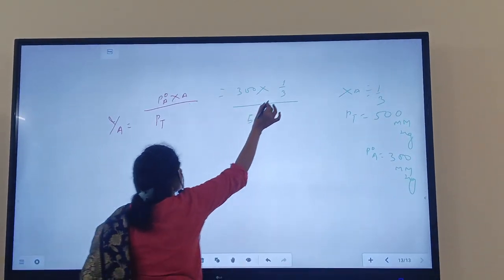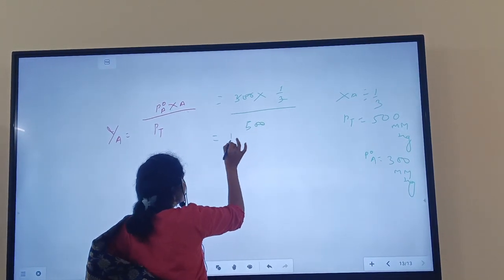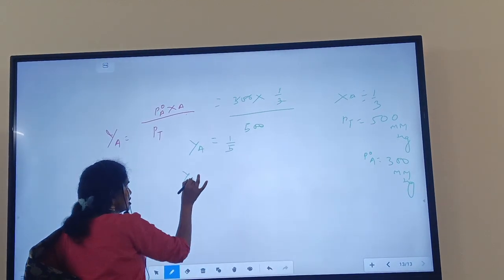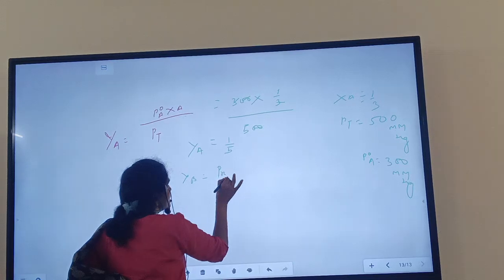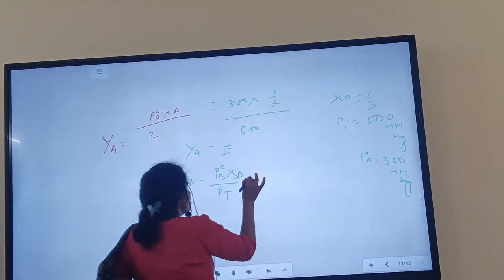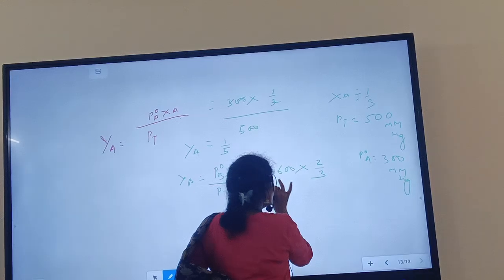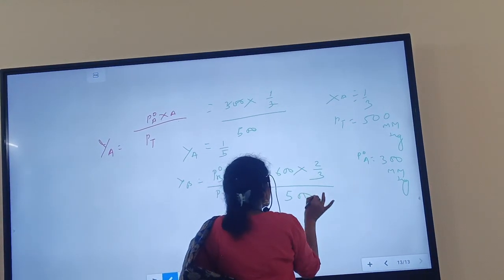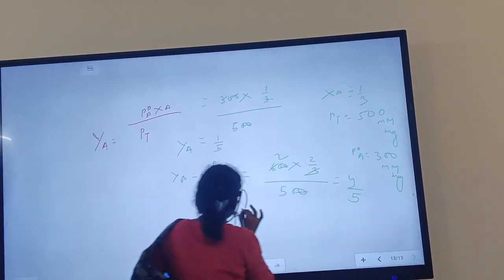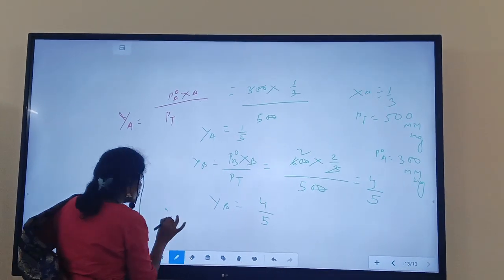Okay, what is the value? 100 upon 500 means 0.2. Means Ya is equal to 0.2. Second one, Yb is equal to P naught B into Xb upon Pt. Okay, P naught B is 600 into Xb, Xb is 2 by 3, upon Pt is 500. Okay, and the answer is 0.8. Means Yb is equal to 0.8. What is the ratio? Ya versus Yb.